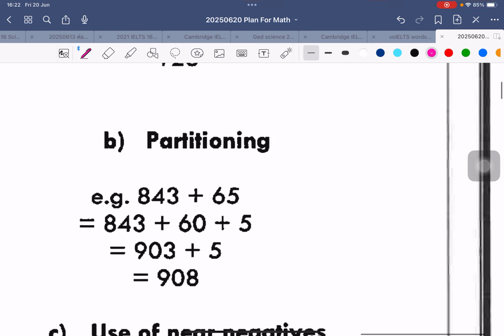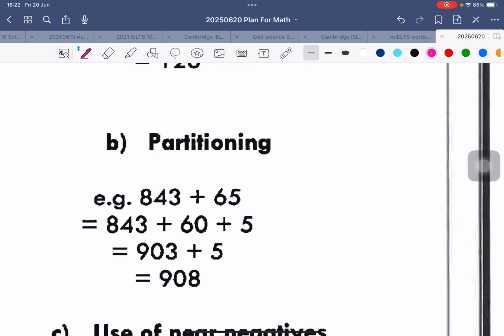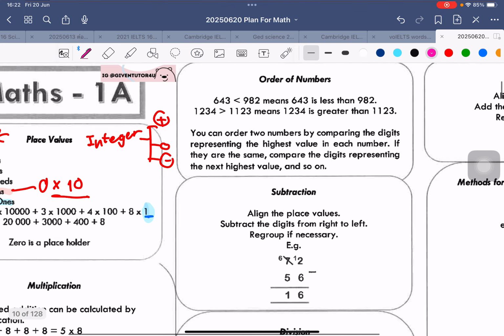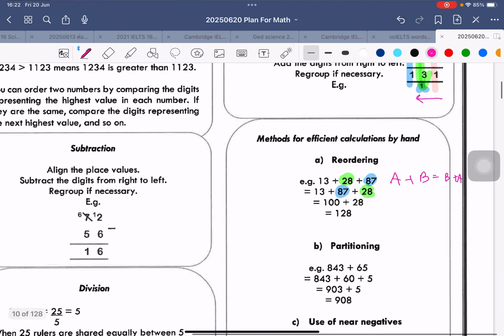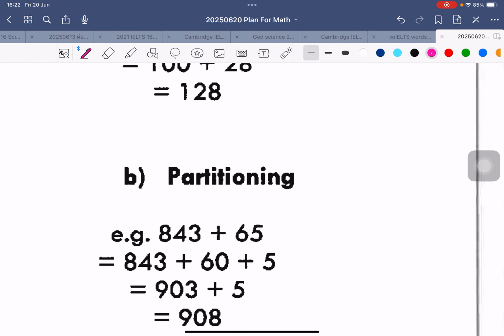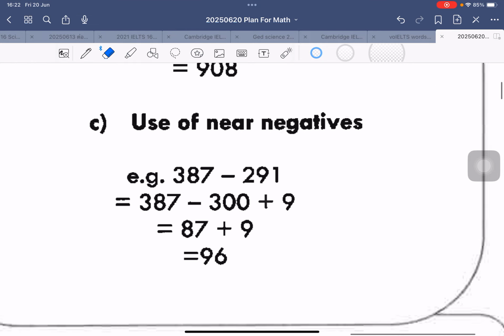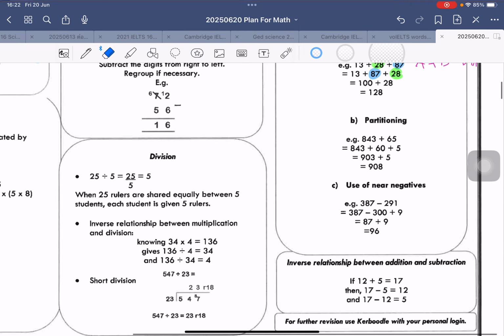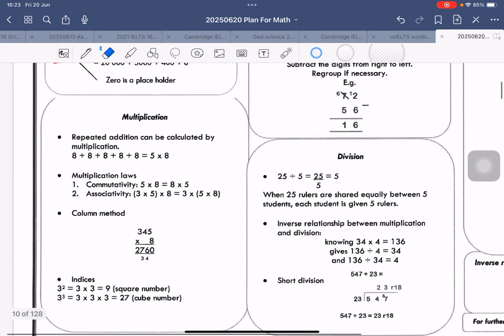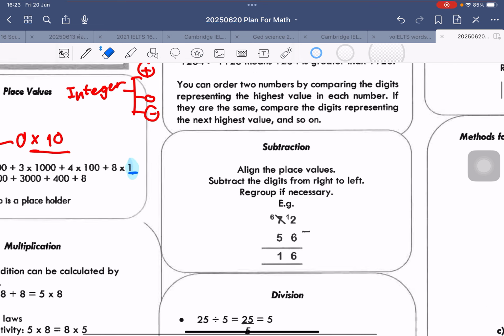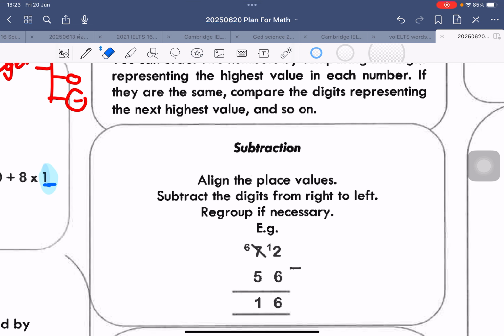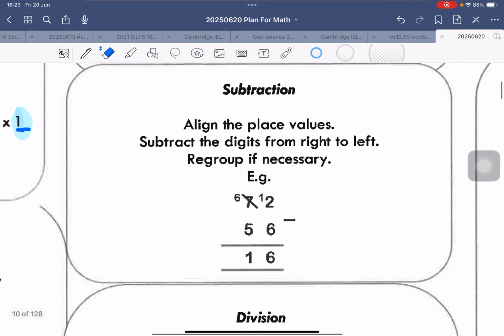Partitioning. Partitioning means that you can separate things. Okay, so this is why we have to understand the value like here, because when we do the partitioning, it may be easier, maybe or maybe not. I'm not sure. It's up to you. And C, nearly negative. Okay, so sometimes we calculate like here, and subtractions. I think this will be passed quite fast.